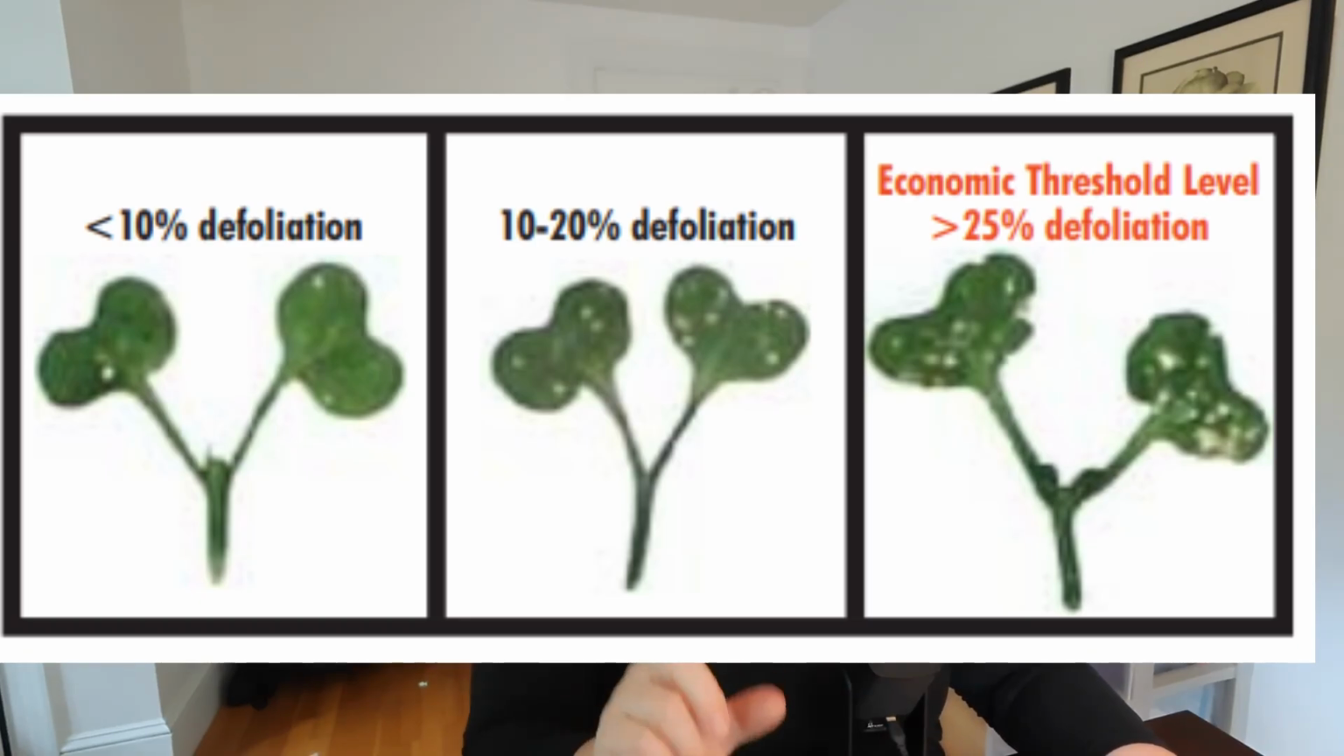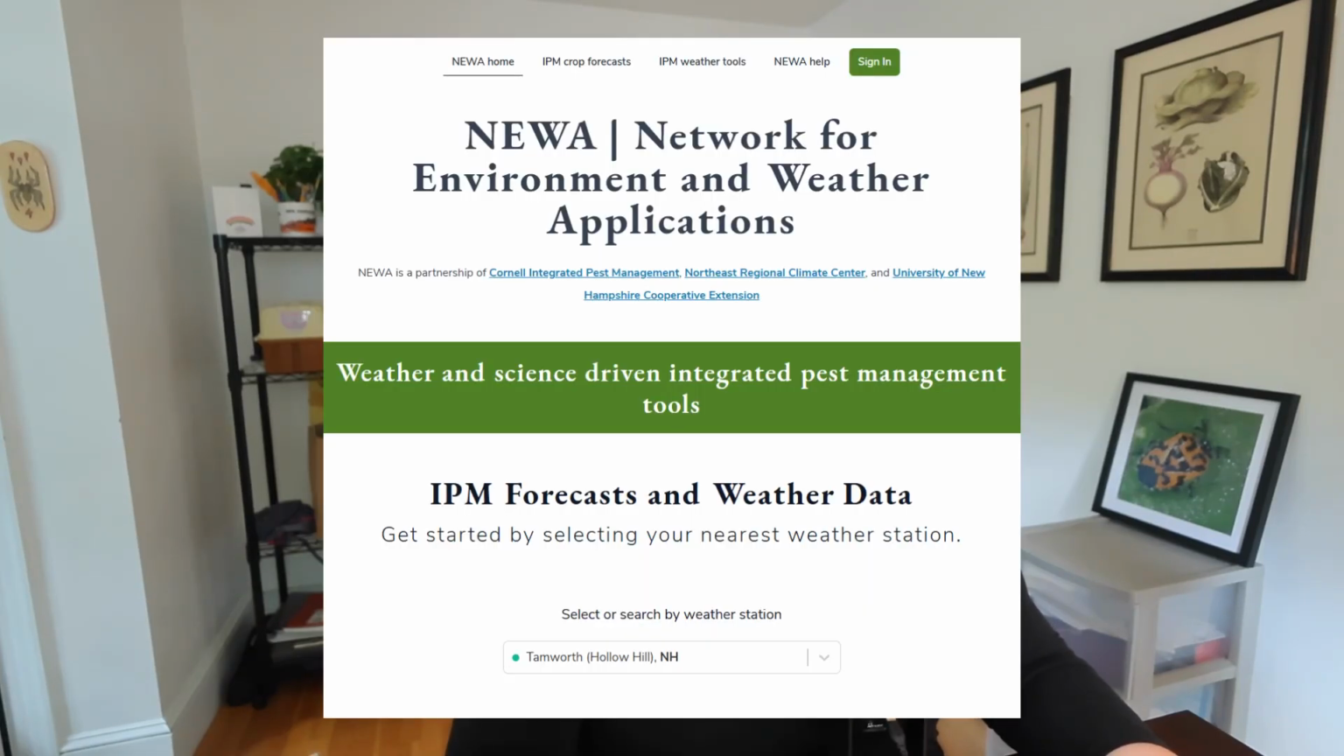So cotyledon stage in the first couple of true leaves. So exclusion netting to keep them off until then, and then you should be fine. But if you really want to know the details, we are in luck because there happens to be a weather station right in Tamworth, New Hampshire.